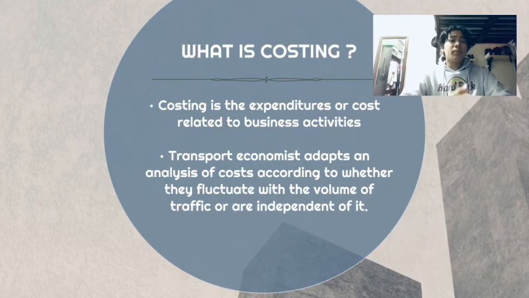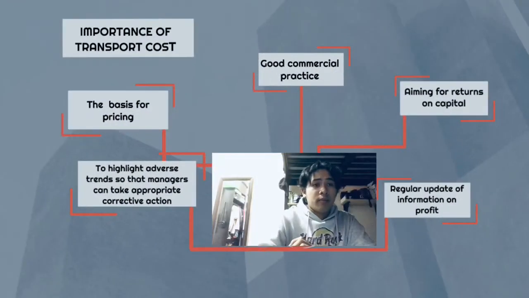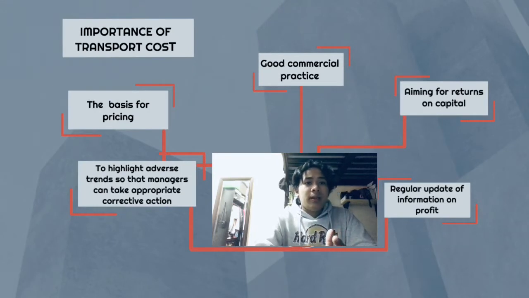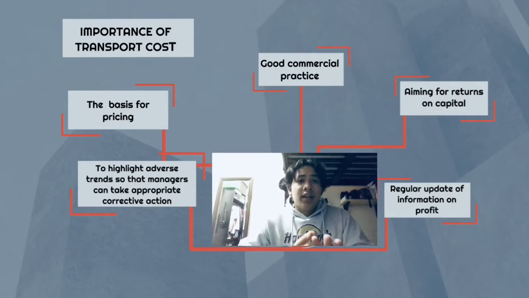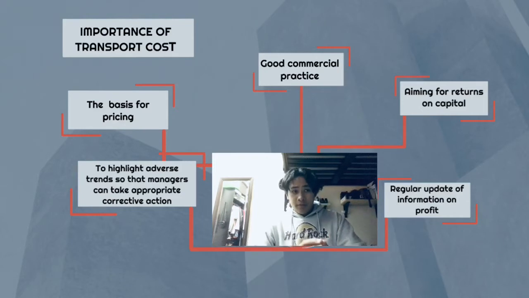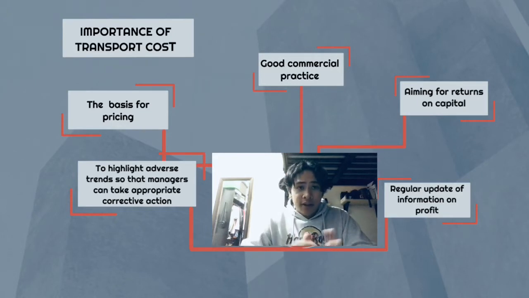Even a transport economist adopts an analysis of cost according to whether they fluctuate with the volume of traffic or are independent of it. Moving on, I'll be explaining the importance of transport costs. There are 5 importances. First is a good commercial practice, aiming for returns on capital, regular update of information on profit, and the basis for pricing. The last one is to highlight adverse trends so that managers can take appropriate corrective action.